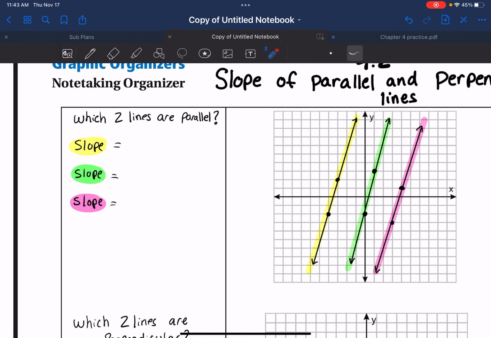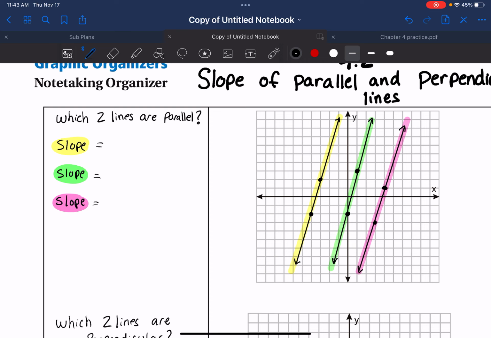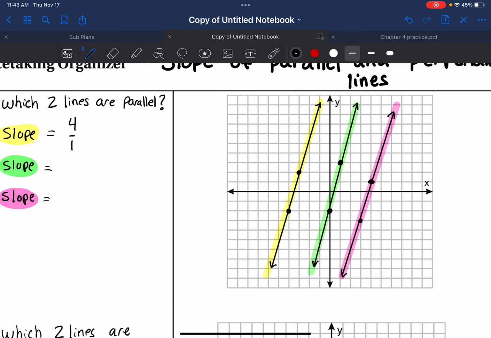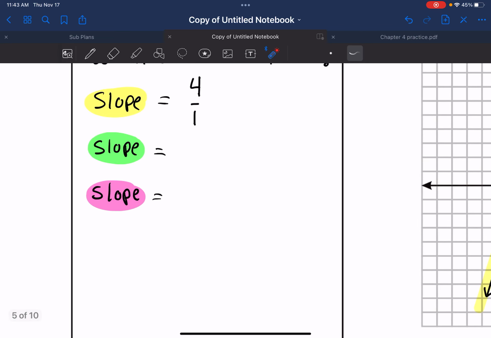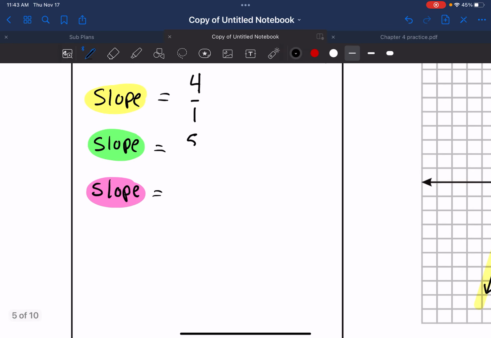So I'm going to go over here to slope, and I'm going to record that. Slope was 4 over 1. Now let's record the slope of our green line. The green line is up 1, 2, 3, 4, 5 over 1. Okay, so let's record that. That slope is 5 over 1.